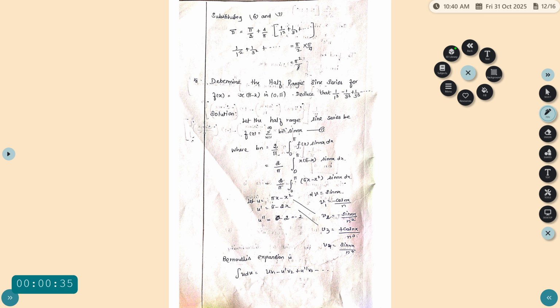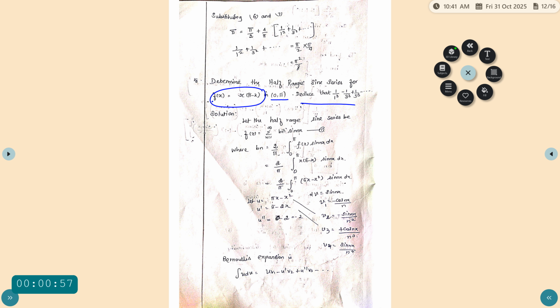Determine the half-range sine series for the function f of x is equal to x into pi minus x in the interval 0 to pi. Also deduce that 1 by 1 cube minus 1 by 3 cube plus 1 by 5 cube plus etc. This is the first part of the question, to find the half-range sine series for the function f of x equal to x into pi minus x. This is the second part. First, we need to find the half-range sine series for the function x into pi minus x.